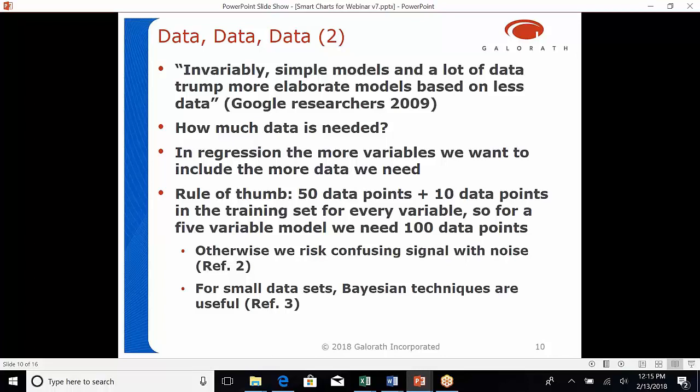In regression analysis, a rule of thumb is 50 data points plus 10 data points for every variable. This is based on simulation studies that statisticians conducted using random data. To avoid being fooled by random data or noise in the data, you need a lot of data. For example, statisticians recommend that a 5-variable model would need 100 data points. Otherwise, we risk confusing signal with noise.